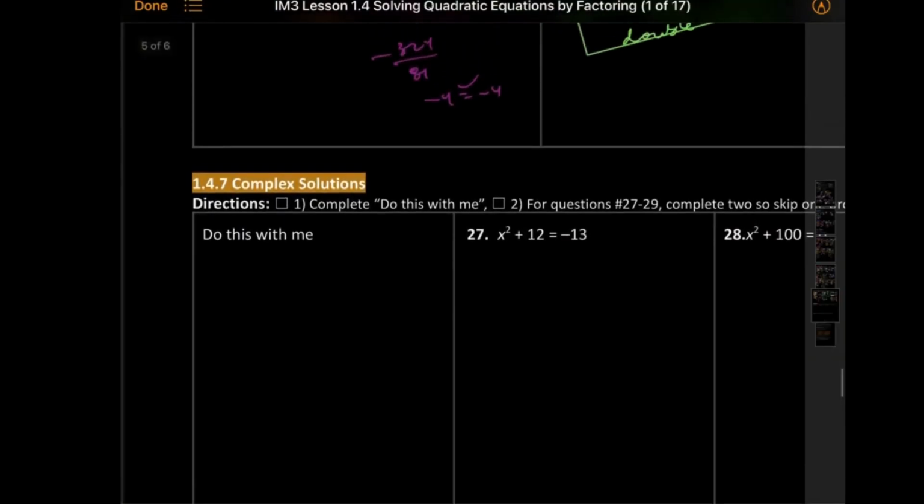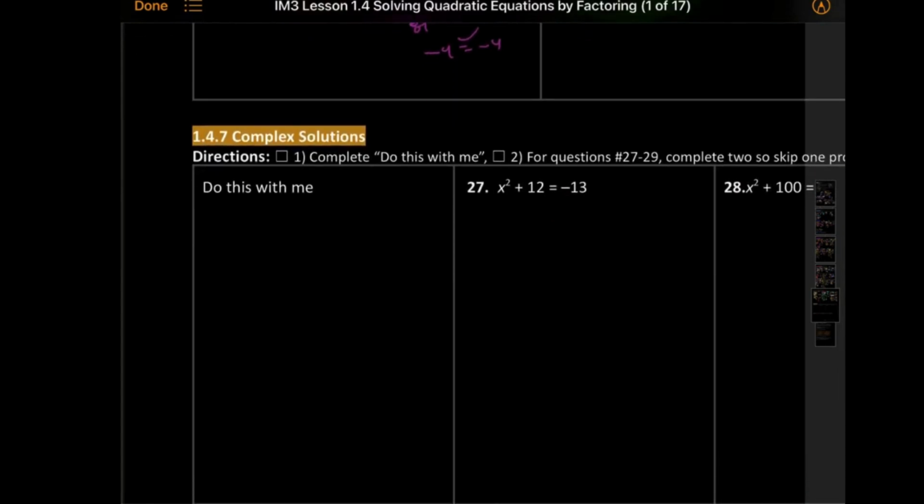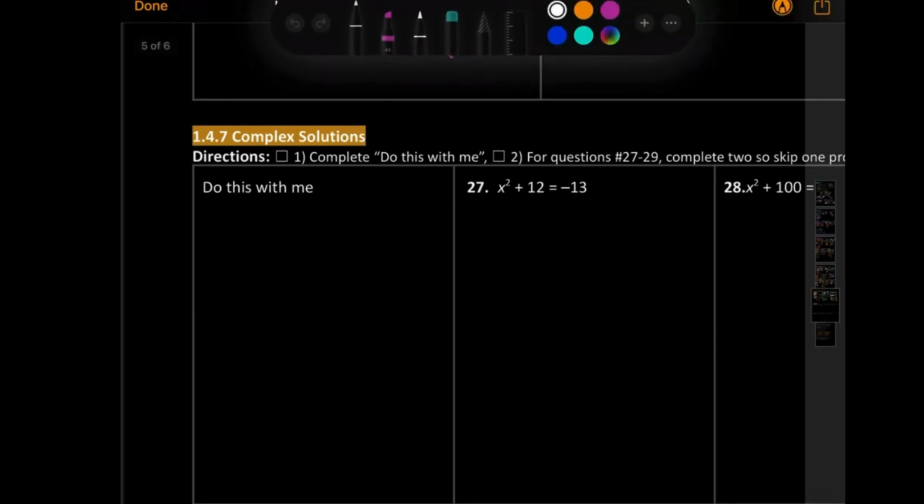Okay, we're on the last part, 1.47 complex solutions. And I'm going to show you guys a couple of ways to do this. Let me show you guys the textbook way. So, method number 1, textbook.